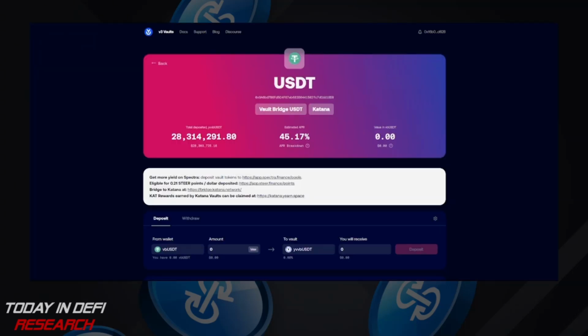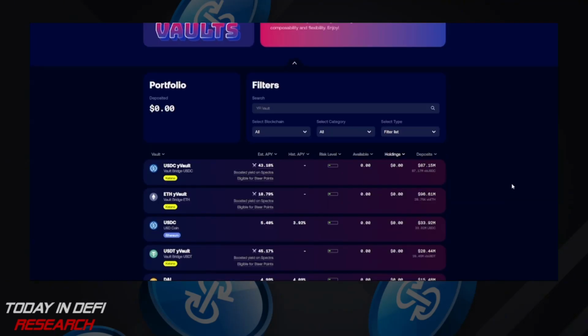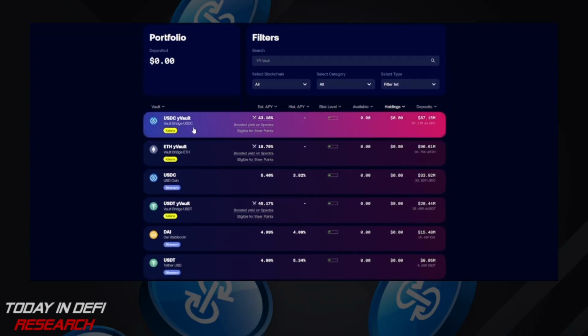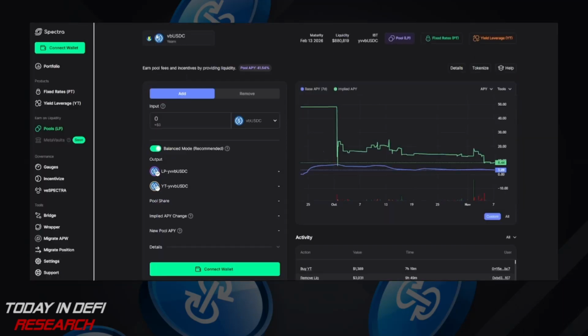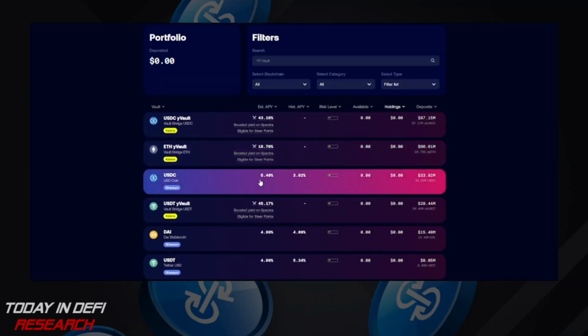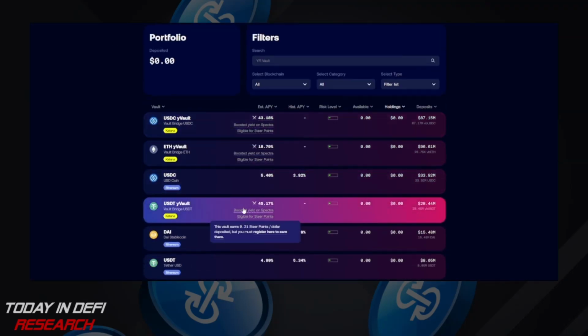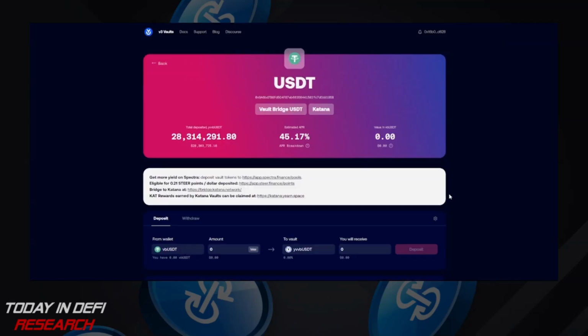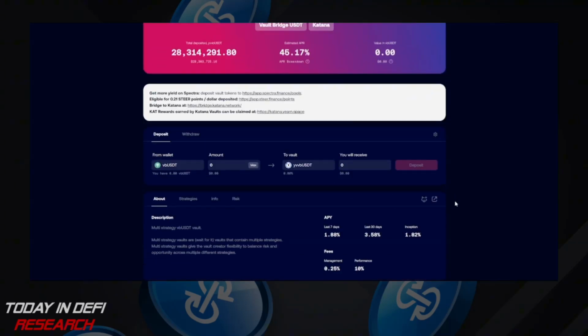And that's what makes V3 more interesting than V2, according to their team. These are tokenized strategies, so after depositing into their vaults you can use these vault tokens and elevate those yields by, for example, providing liquidity on Spectra. And it's not only USDT, you can also do USDC and ETH. It's a pretty cool feature to have in DeFi.